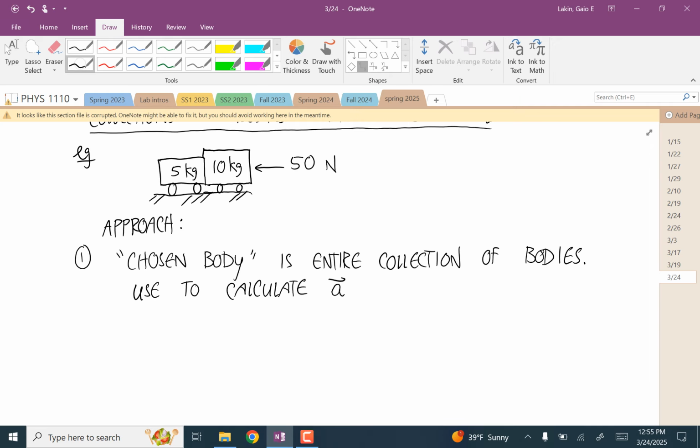So now step 2 is, now that you know the acceleration, isolate the individual bodies, or the chosen body is an individual body.